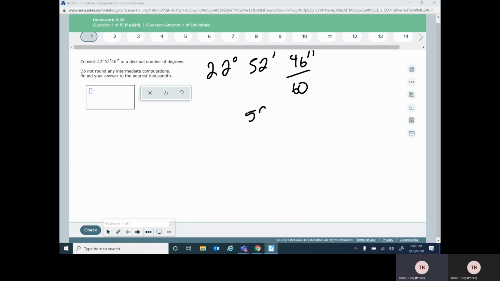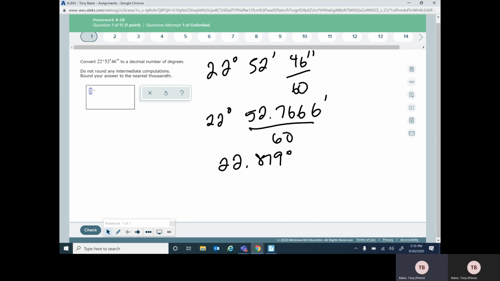So I get 52.7666, and we just keep going out. So that's minutes. Now I'm going to take that number. On your calculator, keep that whole number, add the 52, and then we divide that number by 60. So then my final answer is 22.8, and they want thousandths, so 79 degrees. That would be the answer I would put in for this one. So we got 22.879 degrees.